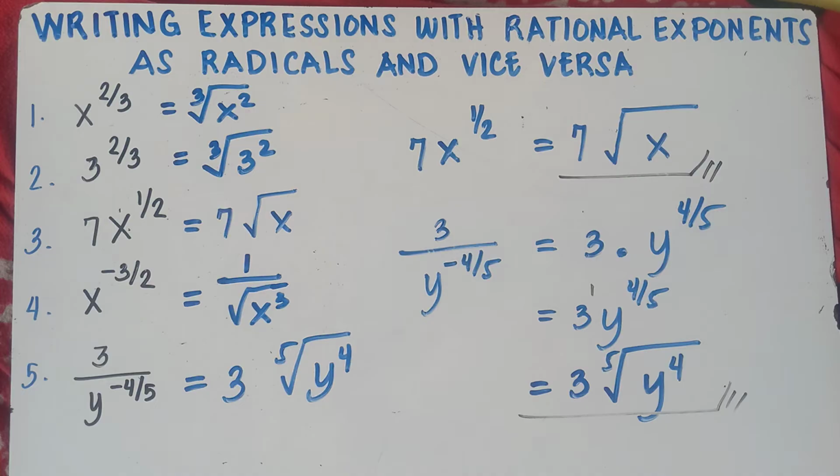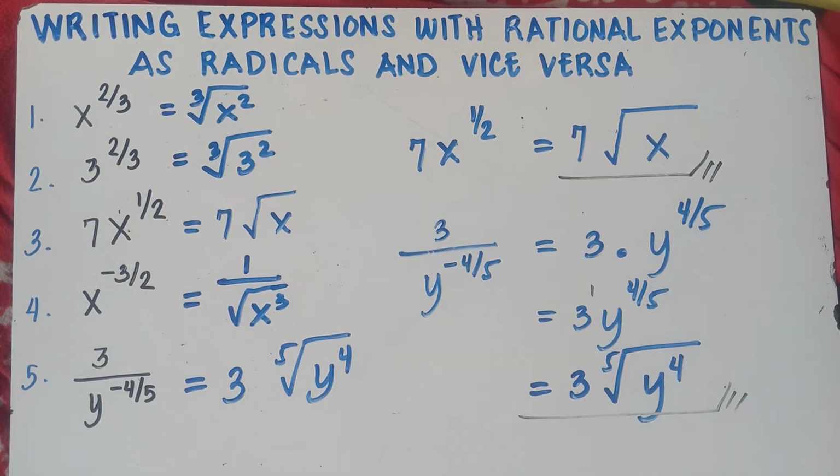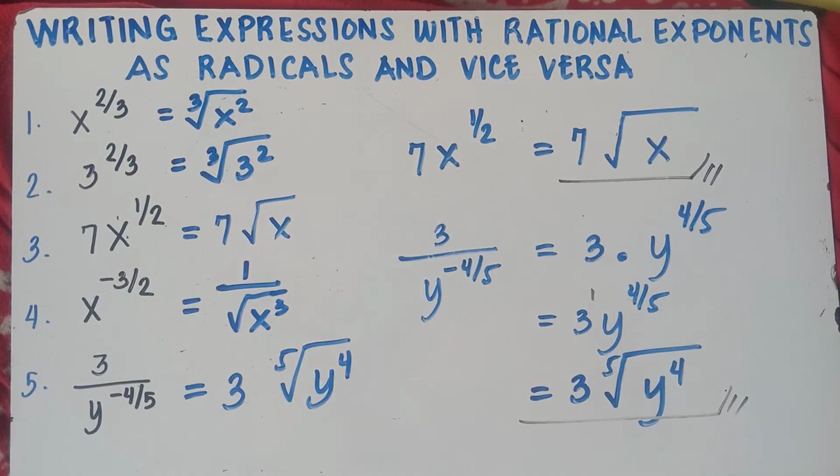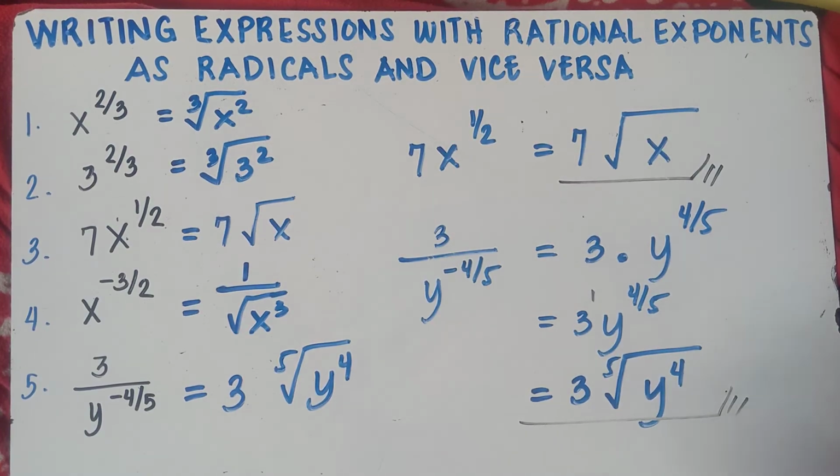Alright, and that's it, class. I hope you get this one, class, for writing rational exponents into radical form. So let's try to do the reverse, class. We have a radical form and we convert this one into exponential form, or rational exponents.